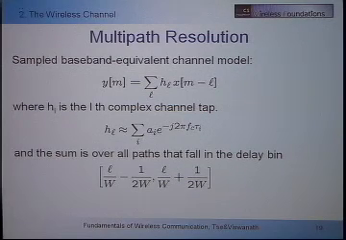Of course, this is an approximation. In practice, there will be some spillover, but I sort of ignore that. To a first order, this is the right way of thinking about it. So paths that arrive in the same delay bin will contribute to the same tap. Is this picture clear?